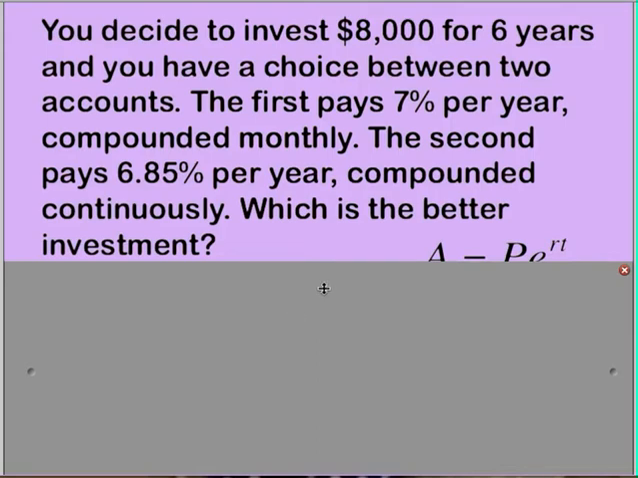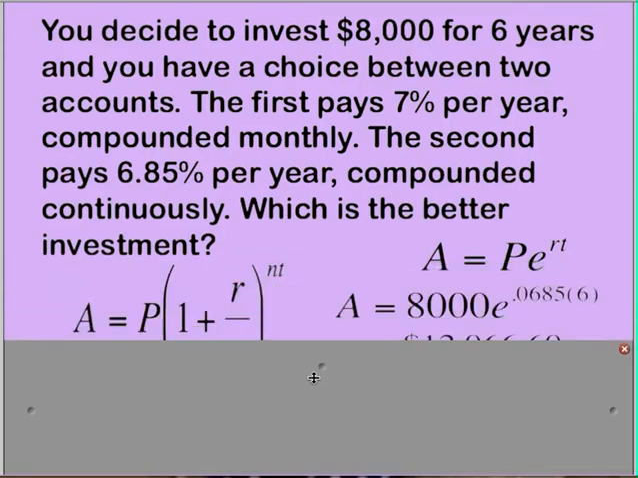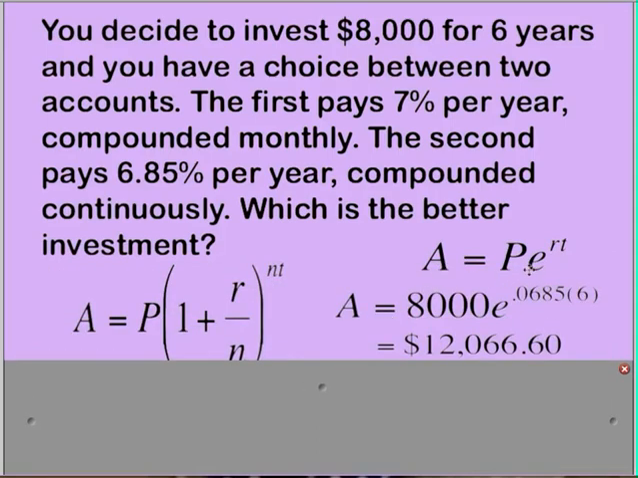So we need to plug what we know into the two equations. So here are our two models. Our $8,000 is our initial investment. The interest rate for continuous compounding is 0.0685. That's what my R has been changed to. And then it's for 6 years that I want to invest it. And when you plug that into your calculator, you get $12,066.60.